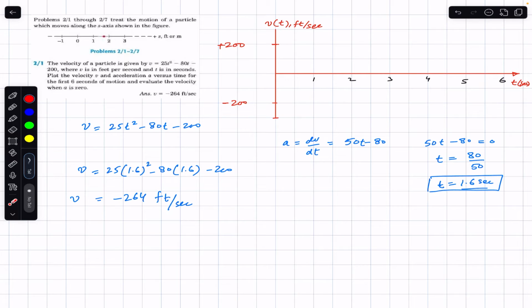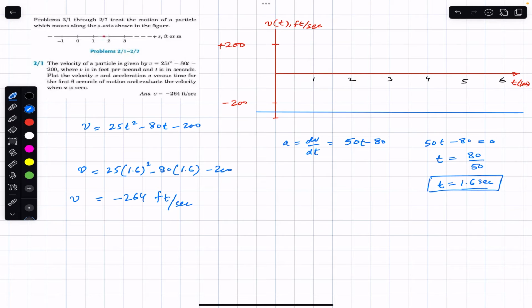So let's say that this is our velocity versus time graph, and this one box represents 100 units, so 100 feet per second. If this is 100, this is minus 100, this is minus 200, so this is minus 300, so minus 264 will be somewhere here. So let's draw a line. So this is minus 264 feet per second. On the y-axis, this is the velocity, and on the x-axis, this is t in seconds.